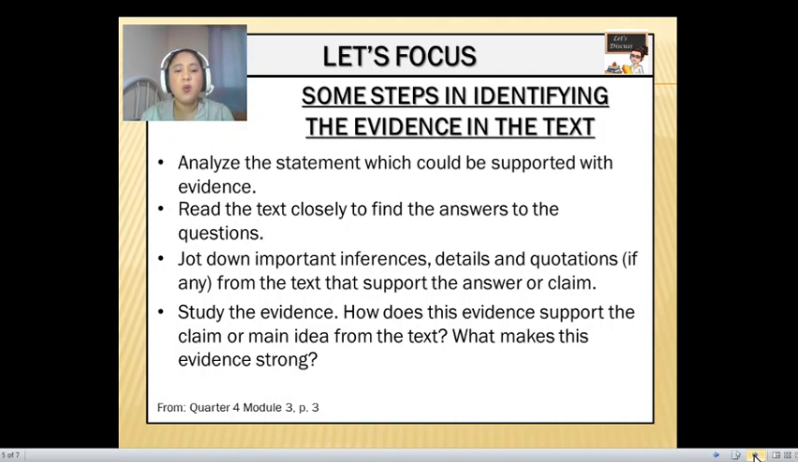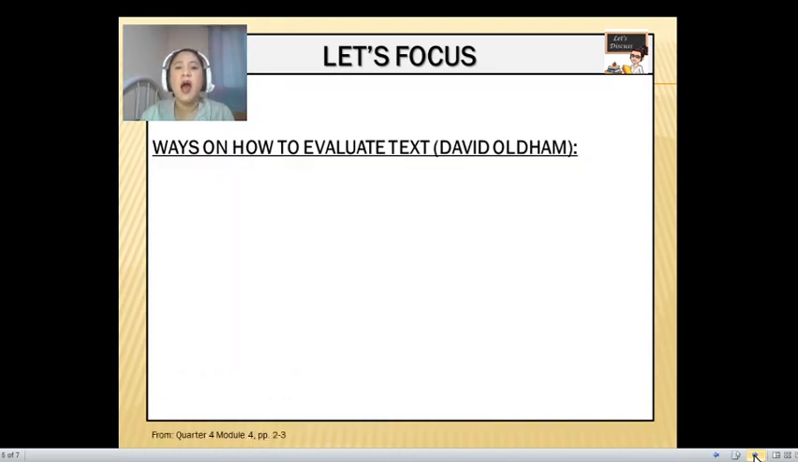And of course, we have to study the evidence. How does this evidence support the claim or main idea from the text? What makes this evidence strong? We should also know how to evaluate a text. Now, there are different ways to evaluate a text according to David Oldham.